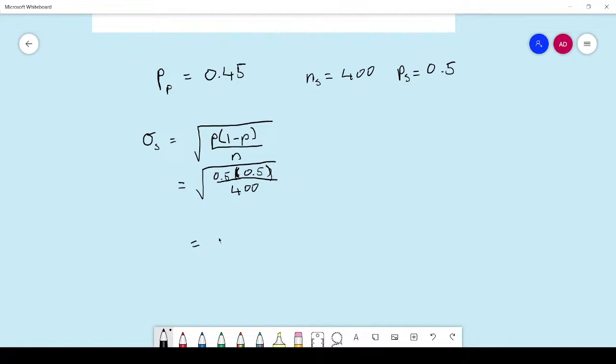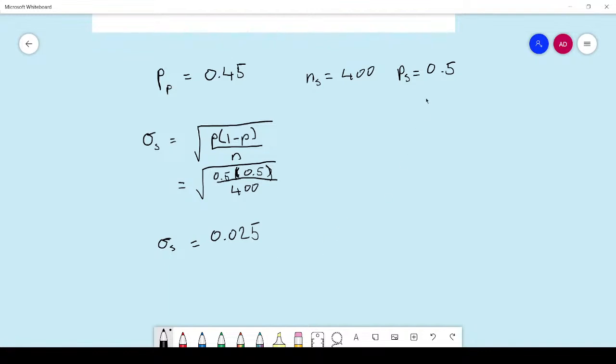Right, so plug that in on the calculator and we get 0.025. The standard deviation for the sample is 0.025.